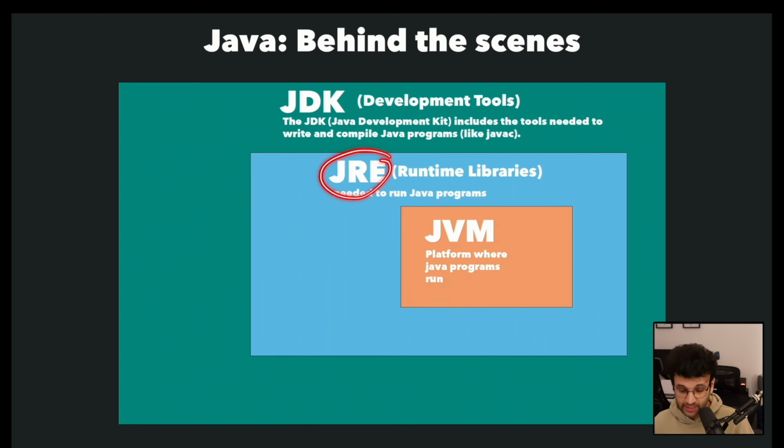The JRE is the Java Runtime Environment. It is basically a bunch of runtime libraries. What does that mean? What is a runtime library? Well, a runtime, first, is when you run your application, that's runtime. So it's a library that you can access and use within your application at runtime.